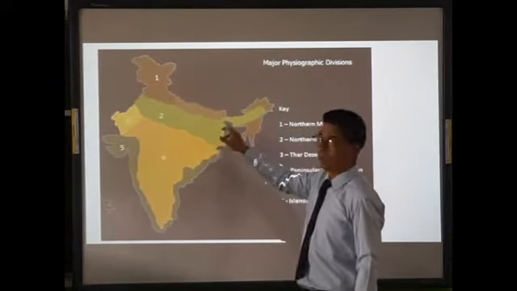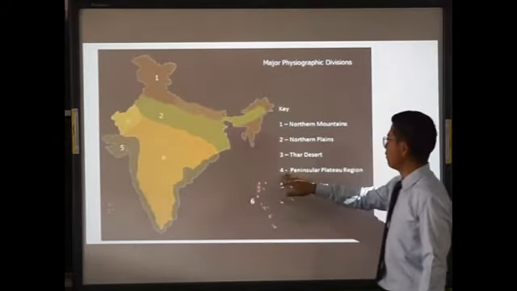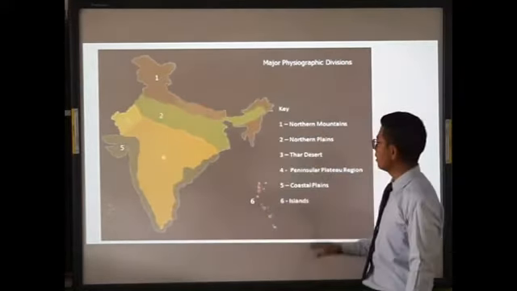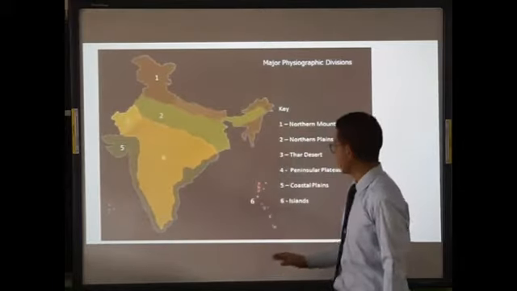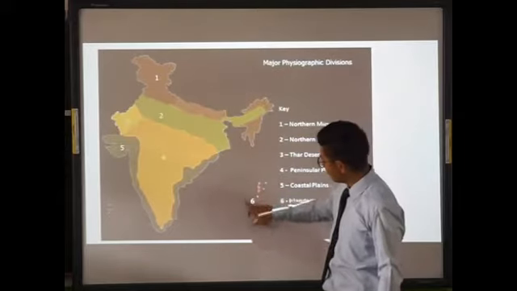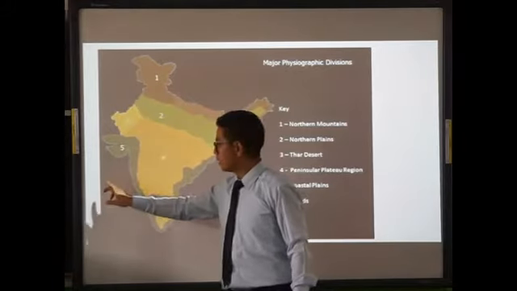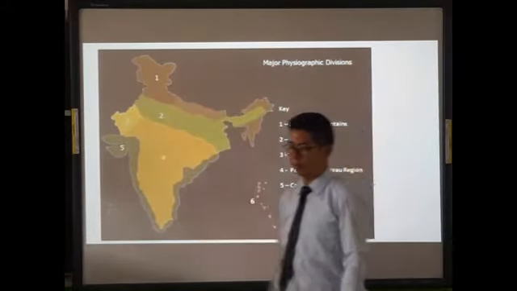And where is number 3? Here in the part of Pakistan, that is the Thar desert. And 4, peninsular plateau regions, which are here in yellow color. And 5, coastal plains, obviously near the seas. And number 6, islands. Can you see them here? And in this part also, in the Arabian Sea and Bay of Bengal. Alright, so let's start with this.